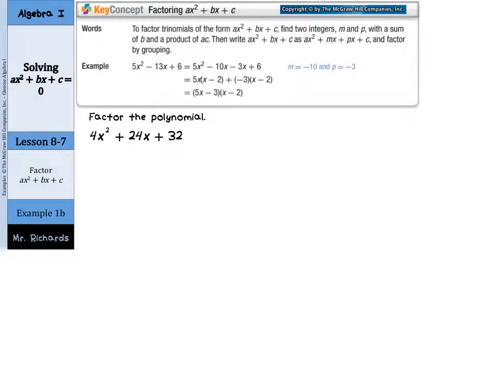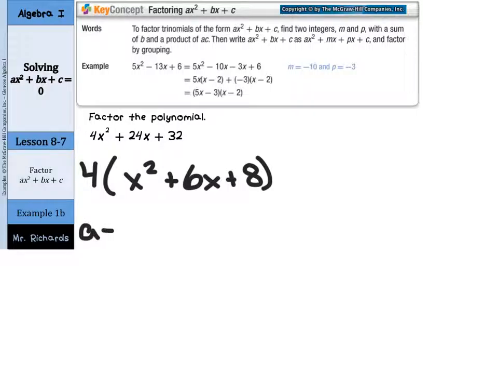Our next example is an example where we can look for a greatest common factor first. So if we look at our 4x squared, our 24x, and our 32, is there a number I can divide out of all of those? And you should look for this in all of these questions, really, but that's what this example is about. I can divide out a 2 from all of these, certainly, but I can also divide out a 4. So if I divide a 4 out first, what we're left with is x squared plus 6x plus 8. And now I can do my x box on just this x squared plus 6x plus 8.